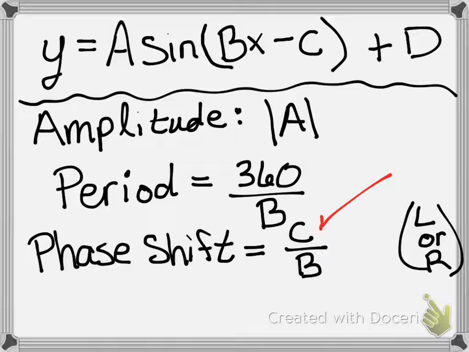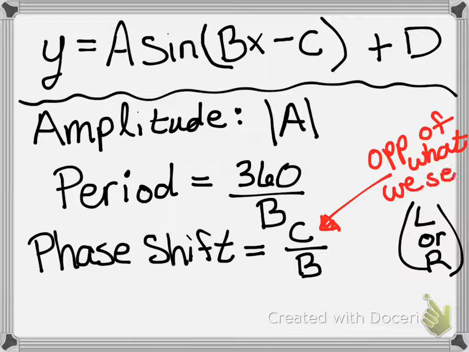What's really important about this C value, especially if you notice right up here in our equation, is that the formula says minus C, which means to find the phase shift, the value here is going to be opposite of what we see. Therefore, if you see a -3 in the equation, to find your phase shift, you're going to write a +3. If you see +3 in the equation, for phase shift, you're going to write -3, opposite.